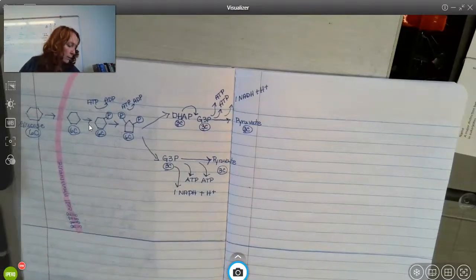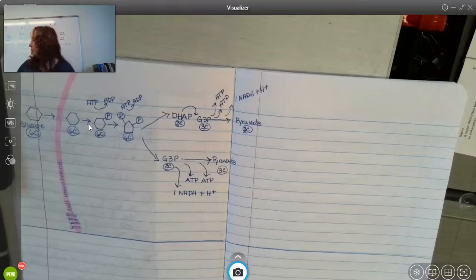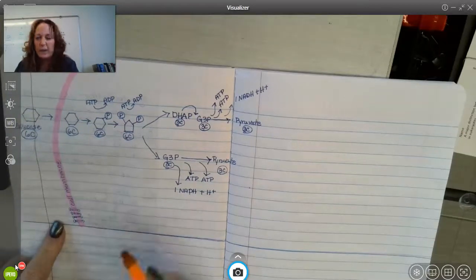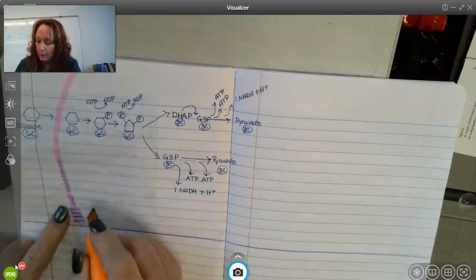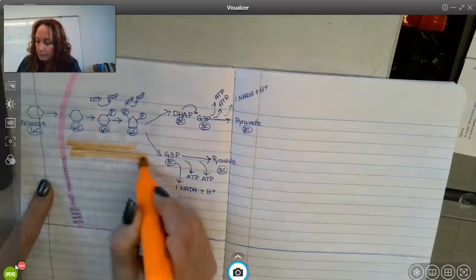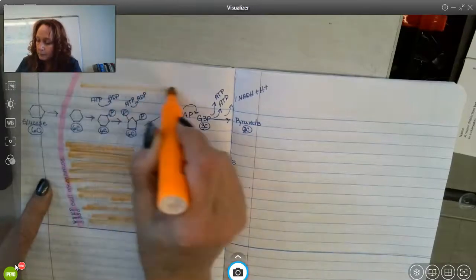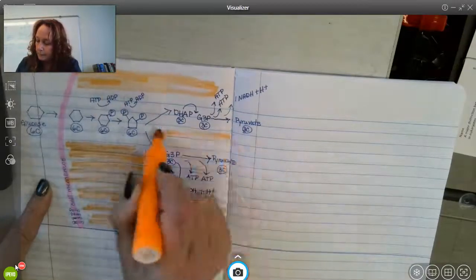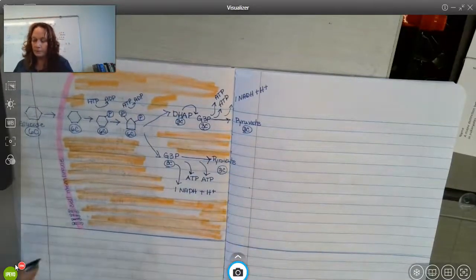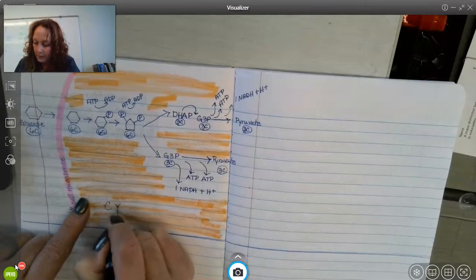And I do want orange. Do I have one? Isn't it crazy how we get something that we want? So I found my orange highlighter. So I'm going to remind myself that all of this from the cell membrane in, this is the cytoplasm.